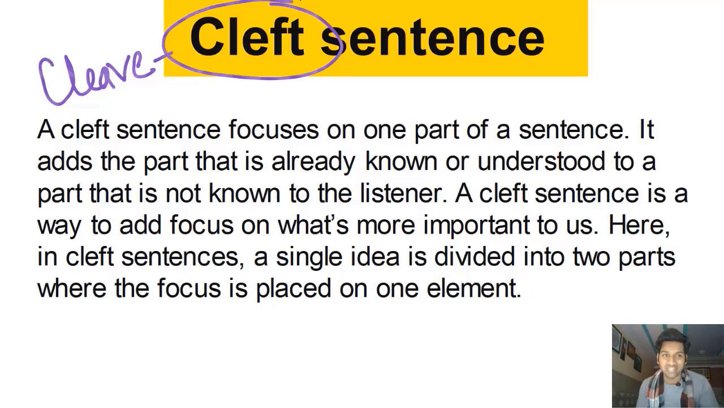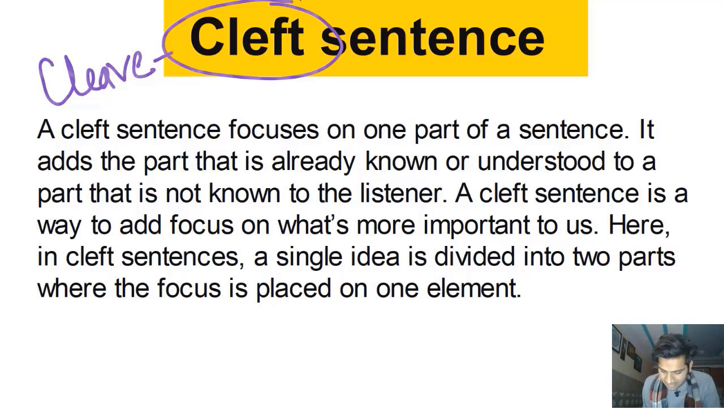Now what is a cleft sentence? Guys, a cleft sentence is a mechanism where you split one idea into two parts and focus on one particular element of the sentence. That could be your subject, your object of the verb, object of the preposition, that could be an adverbial as well, right? So a cleft sentence is a way to put focus on one particular element of the sentence. This is what a cleft sentence is, right? Broken, divided sentence. Now let's read the definition and learn more about it.